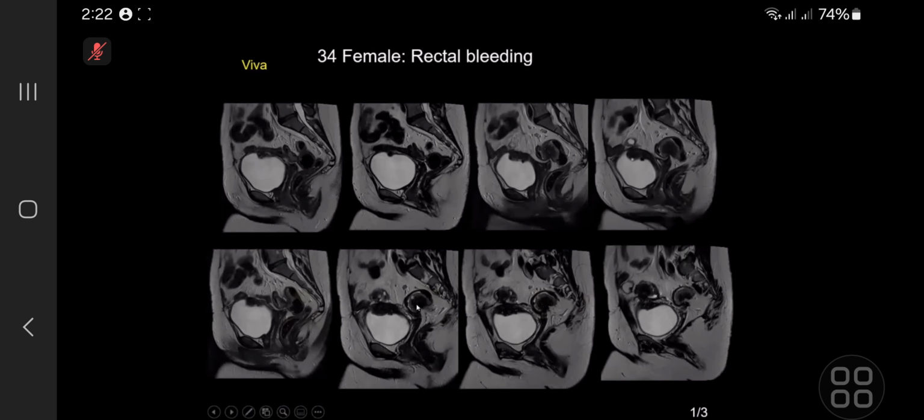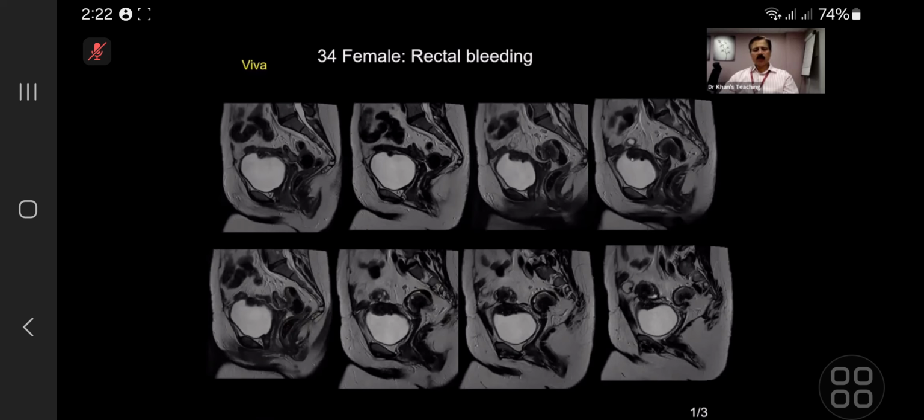The low signal from T2. That's a 34-year-old female, so it could be an endometriotic deposit. Excellent. You see, this is a classical exam film. What happens in endometriosis is that this is hemosiderin, and hemosiderin is low in signal intensity on T2 weighted sequence.